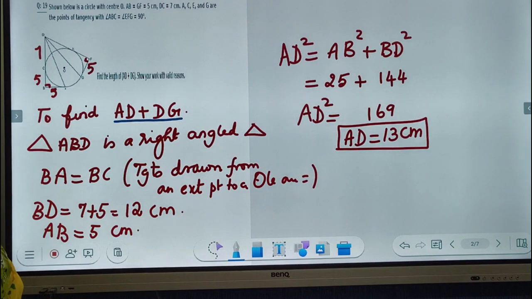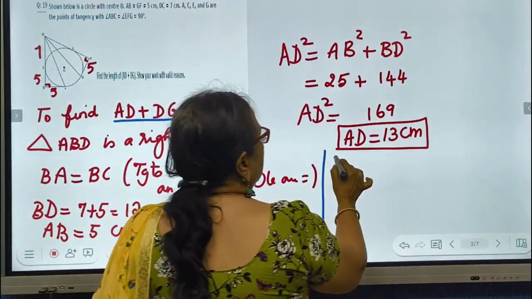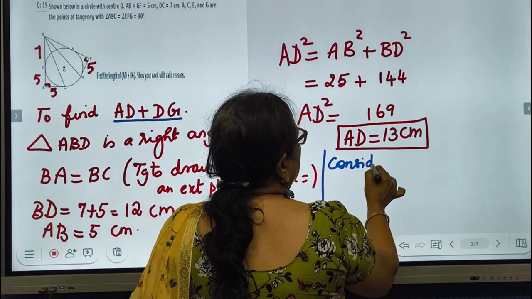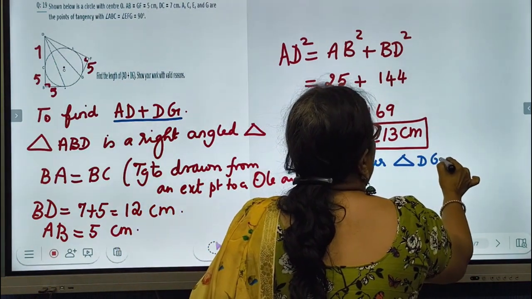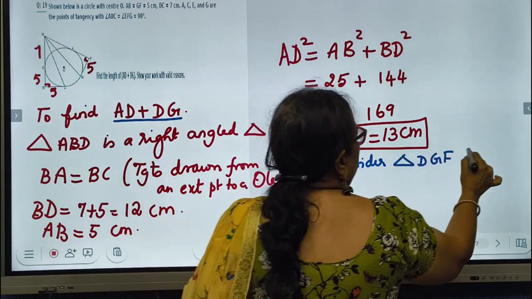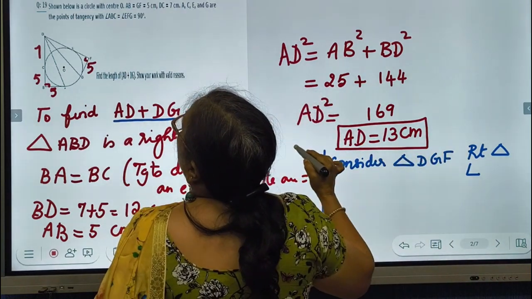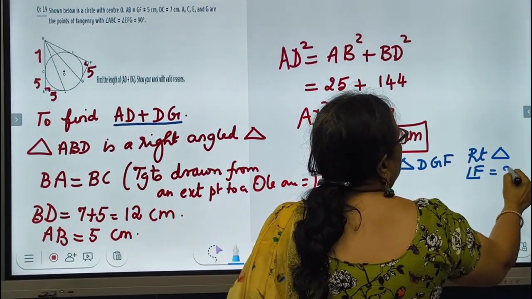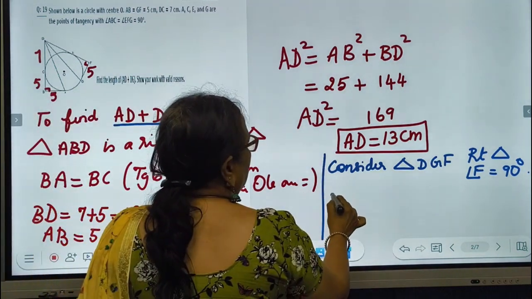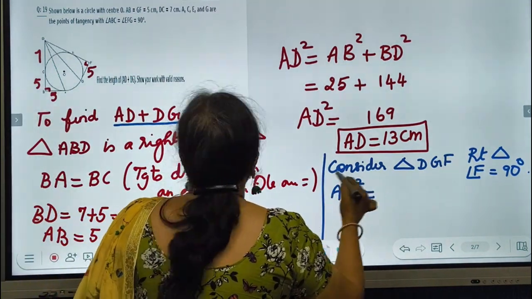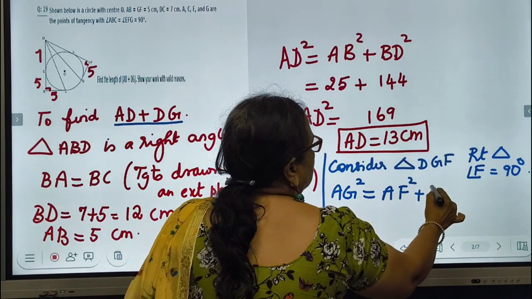So I need to find DG. So I have to consider which triangle using similar logic. Let us consider triangle DGF. It is also a right angle triangle. Right, it's a right triangle. Why? Because angle F is equal to 90 degrees. Okay, so AG square is equal to AF square plus FG square.